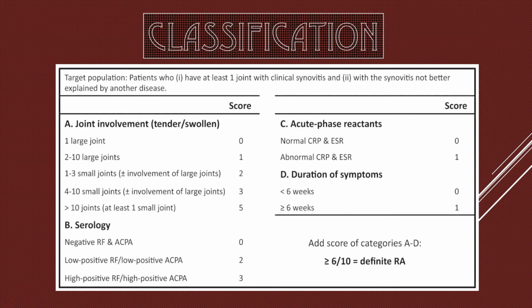This rheumatoid factor is an antibody which is produced in rheumatoid arthritis. Third is acute phase reactants, which are the markers of inflammation. So CRP, C-reactive protein, and ESR, if they are abnormally raised, then the score is 1. And duration of symptoms: if the pain is greater than 6 weeks, then the score is 1. If we add all these scores and the score is equal to or more than 6, then it is a definite case of rheumatoid arthritis.